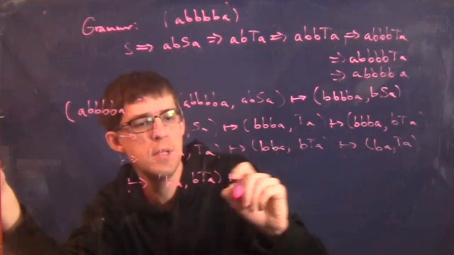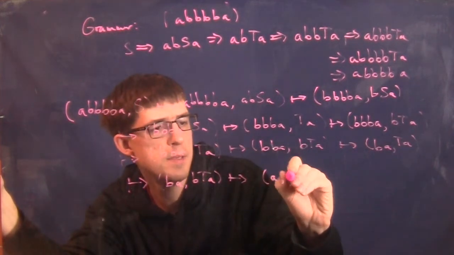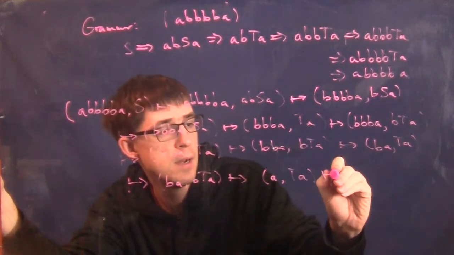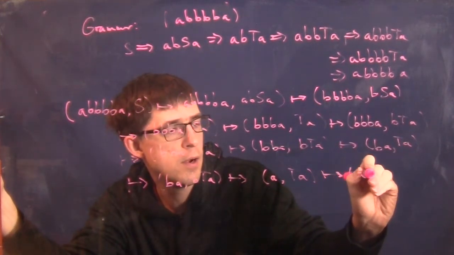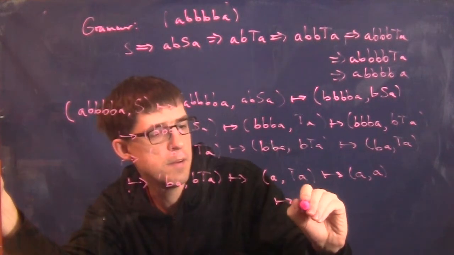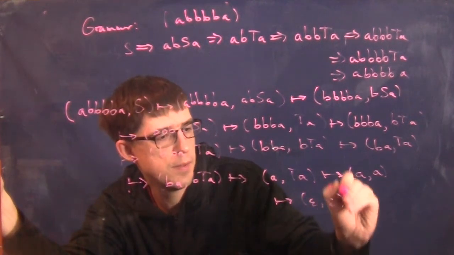Okay, clear this B here and here: A, comma, T, A. I don't want this T anymore, so I go T goes to epsilon: A, comma, A. And then finally, clear those A's. Epsilon, epsilon. There you go.